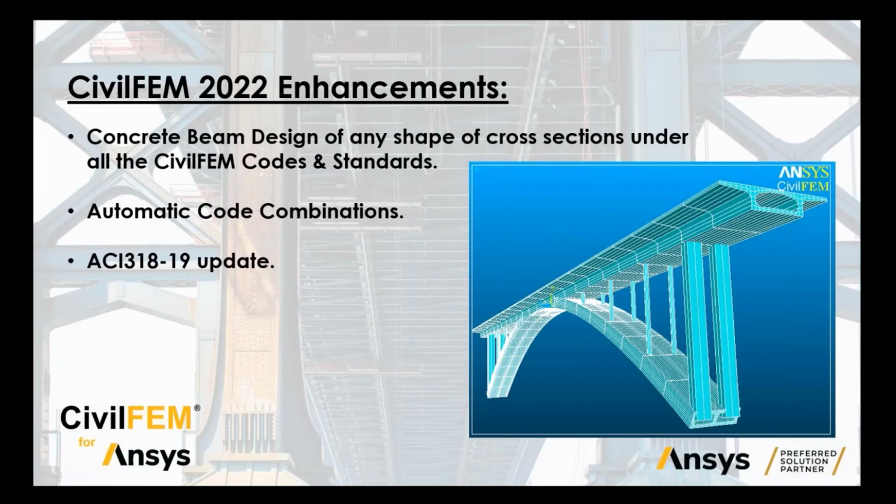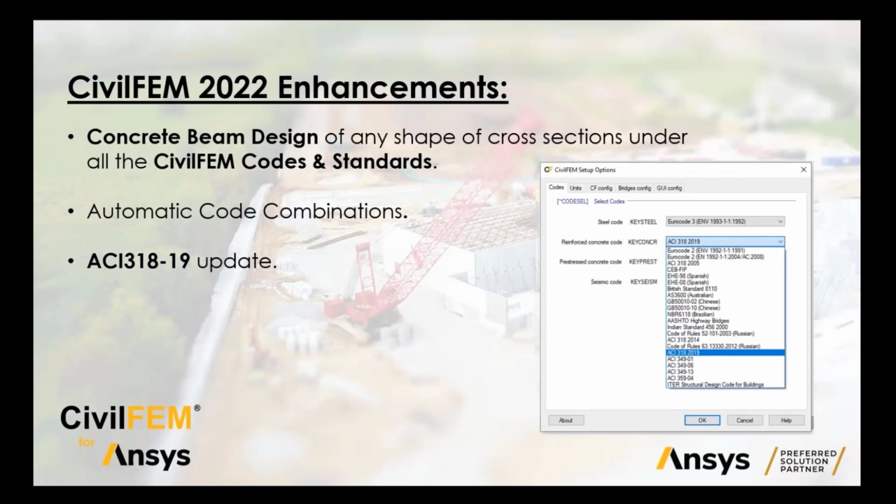And coming back to the new improvements that we have for this CivilFEM version, we are just seeing the new CivilFEM for ANSYS Mechanical APDL version. Here we have the three main capabilities we are adding, which are concrete beam design for all types of cross sections, automatic code combinations, and ACI 318 update. So we are going to see an example of this arch bridge. And with this example, we will see all these capabilities.